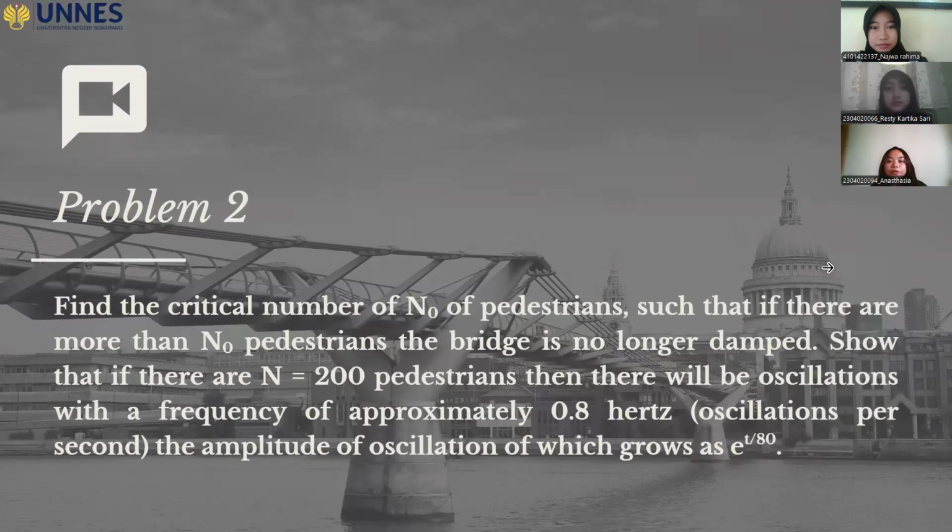Okay, so problem number 2 is: find the critical number N0 of pedestrians such that if there are more than N0 pedestrians, the bridge is no longer damped. Show that if there are N equal to 100 pedestrians, then there will be oscillation with a frequency of approximately 0.8 Hertz, or oscillations per second, the amplitude of which grows as exponential of t over a.